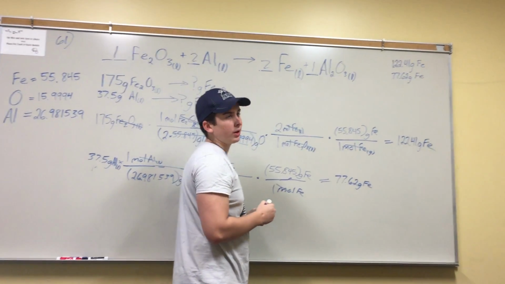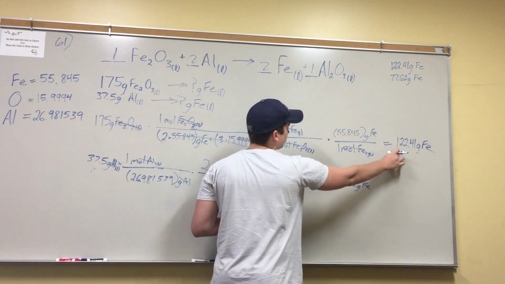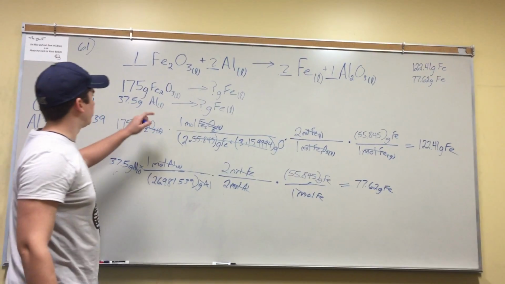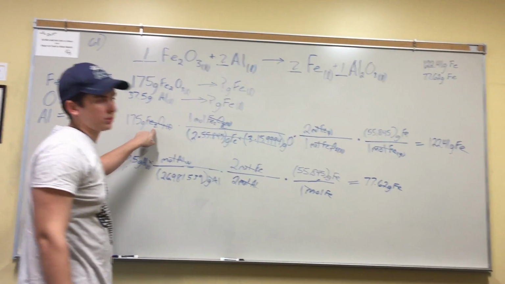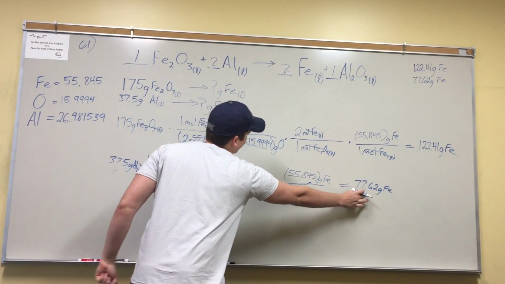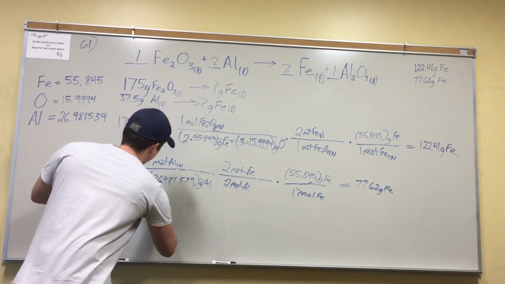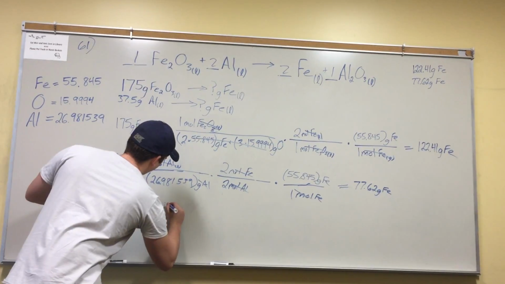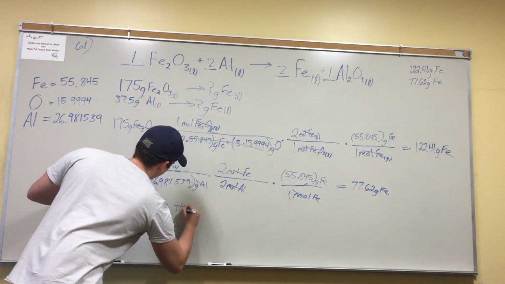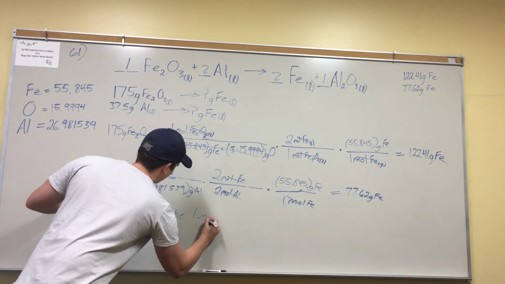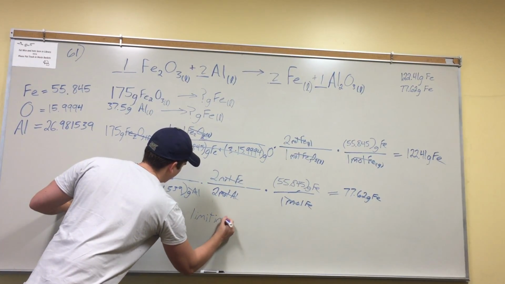Now comparing the two after the equation, the one that made the least amount of product is going to be the limiting reagent. So we have 122.41 grams of iron produced by the iron 3 oxide, 77.62 grams of iron produced by aluminum. So in this equation, aluminum in liquid form is the limiting reagent.